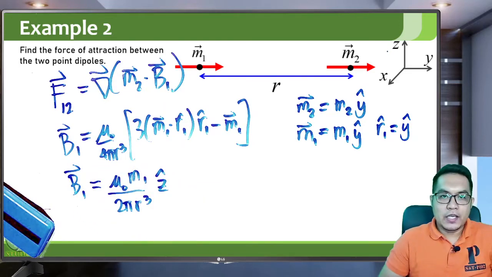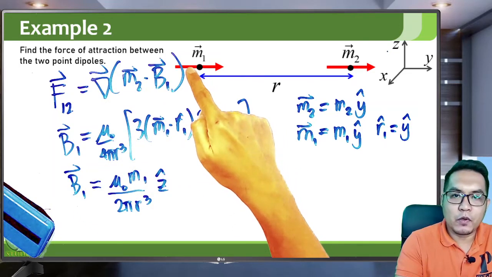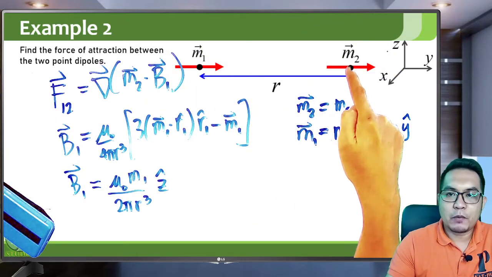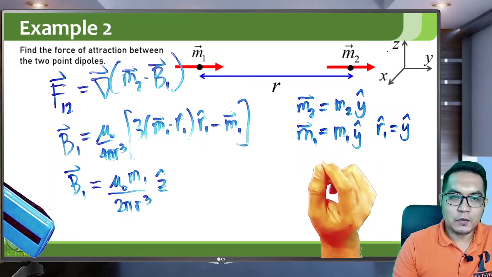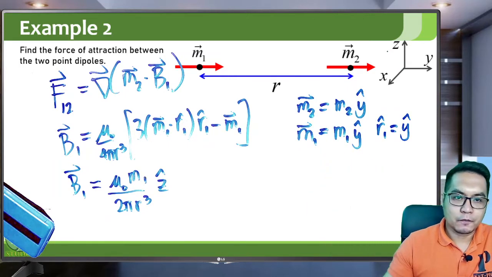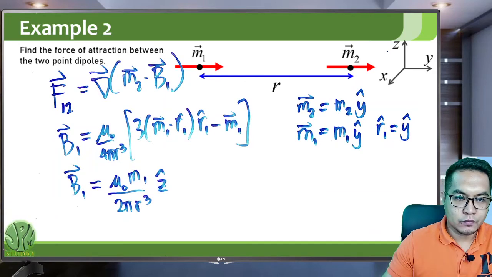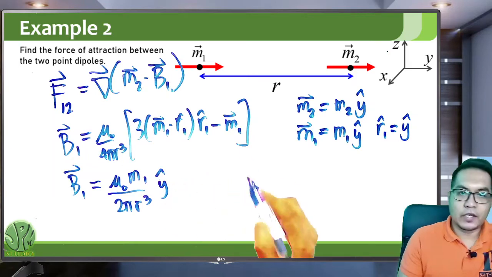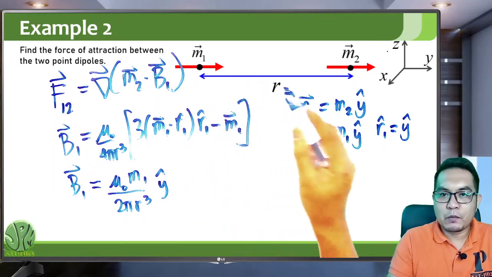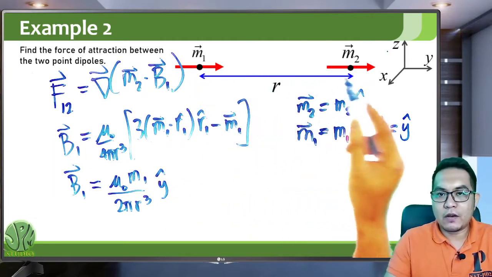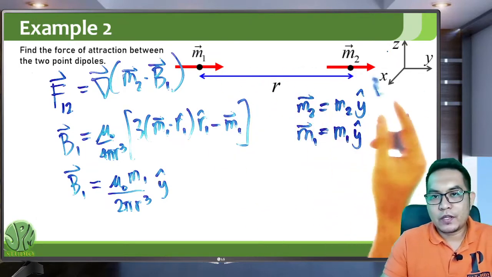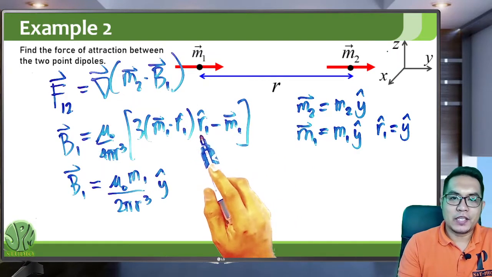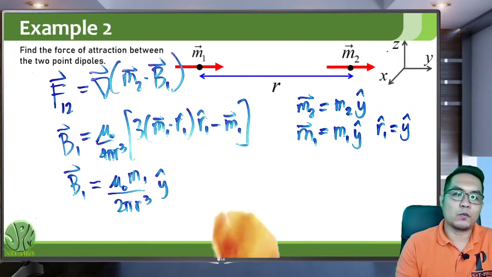So take note, this is a dipole. Its dipole moment is actually like that, curling around. At this point, the direction of the dipole moment is y hat. So this is a dipole, and its magnetic field is somewhat like that: along its axis it's straight, and then it will curl around. So since r1 hat is y hat, and m1 is also in y hat, so y hat.